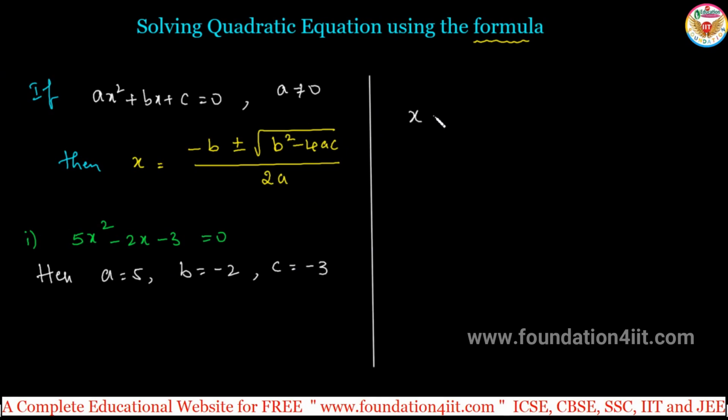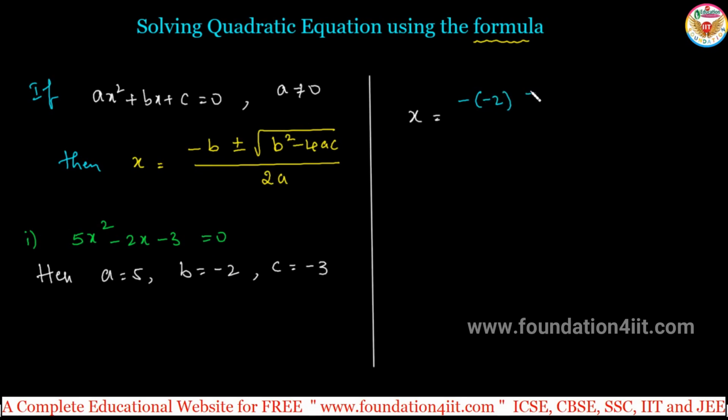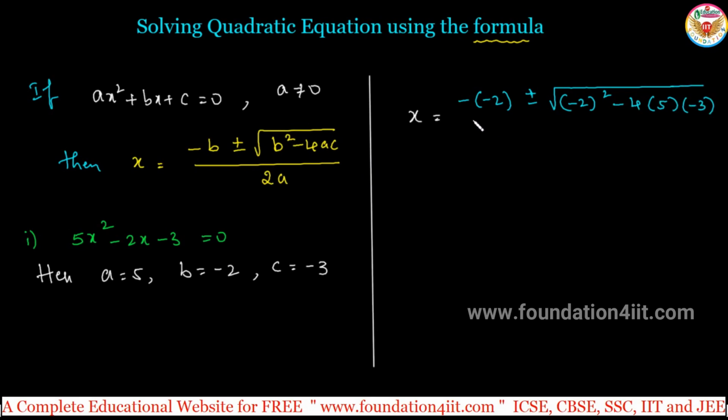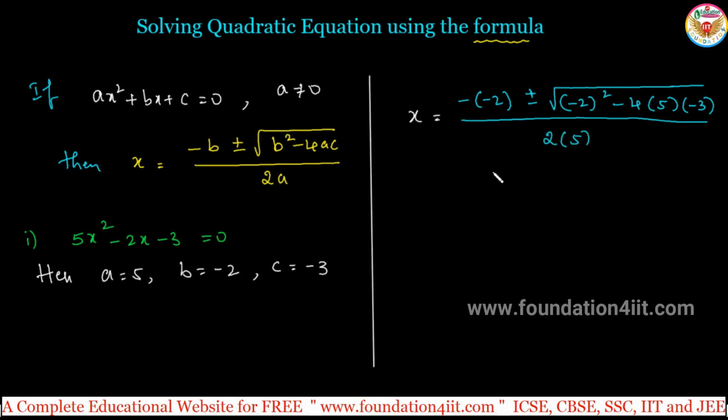x is equal to minus b, the formula is already here, I'm not writing again. b value is minus 2. Minus b, value of b is minus 2. Plus or minus, why plus or minus? After solving, once take plus and once take minus, two answers will come. And b square, minus 2 whole square, minus 4 into a value into c value. a value is 5, c value is minus 3. So maintain the brackets clearly, stop getting confused. By 2a, 2 into again a value is 5.